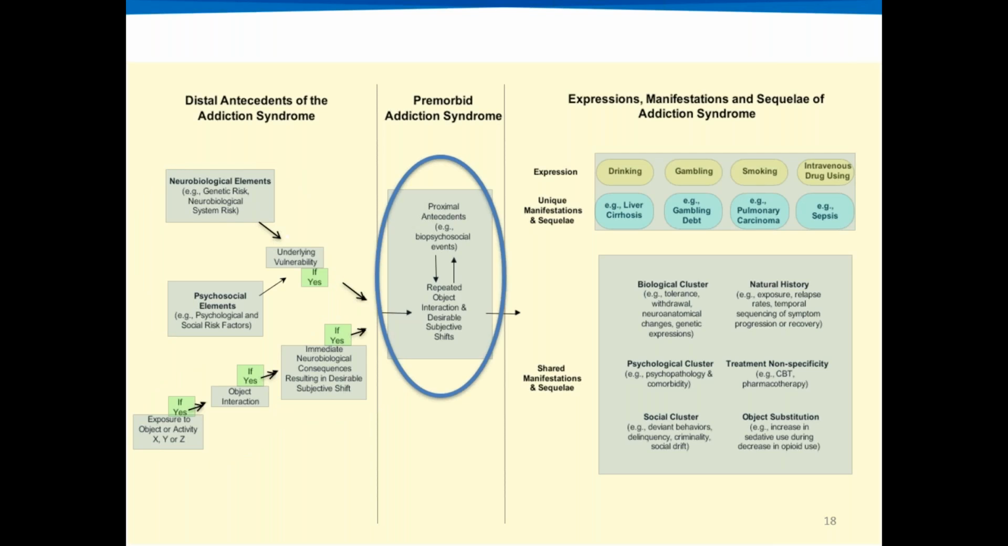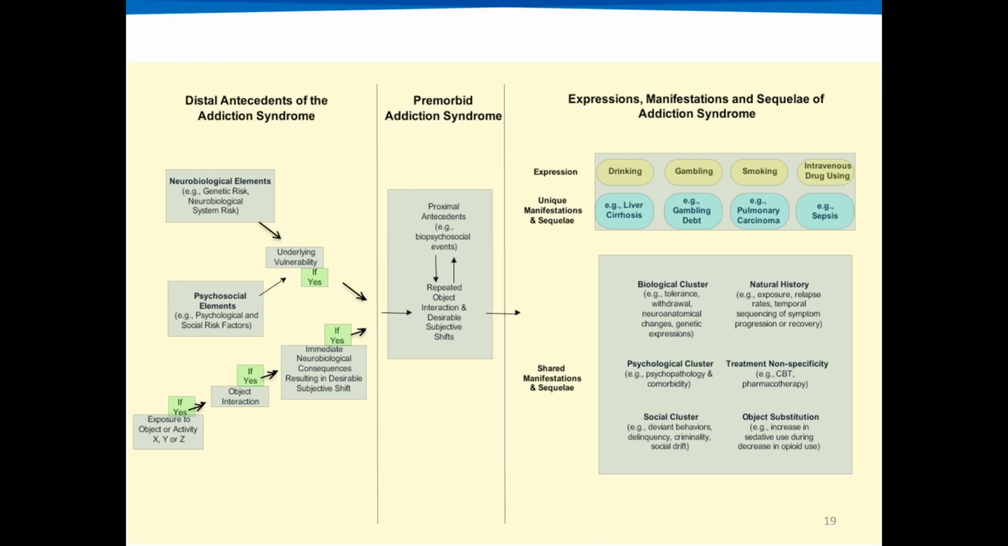Moving on now to the premorbid addiction syndrome phase. When an individual engages in repeated interactions with a specific object of addiction and experiences that desirable subjective shift, then that person might be considered to be in a premorbid addiction stage. A person might teeter on a delicate balance that can shift him or her toward a more or less healthy relationship with that substance or activity.